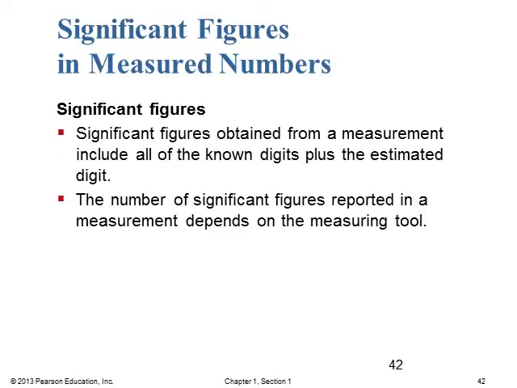Significant figures are the number of values that a measurement includes, and that includes all the known digits that are actually marked on the measuring tool, as well as the estimated digit that you come up with by looking at the tool and its measurements. The number of significant figures depends on the measuring tool that you're using, how many marks are on that measuring tool, and how accurate a measuring device you have.